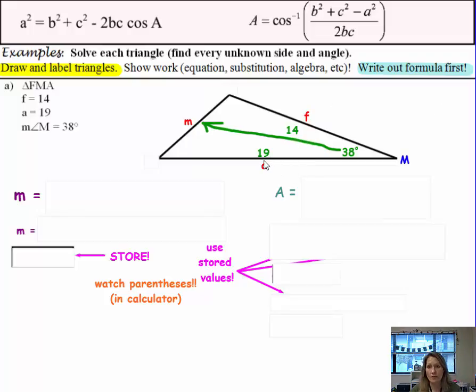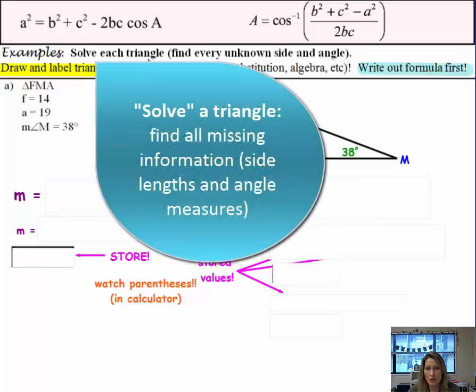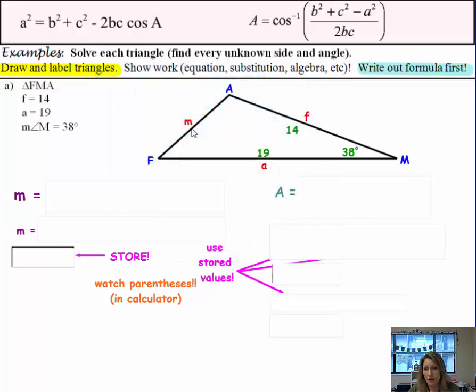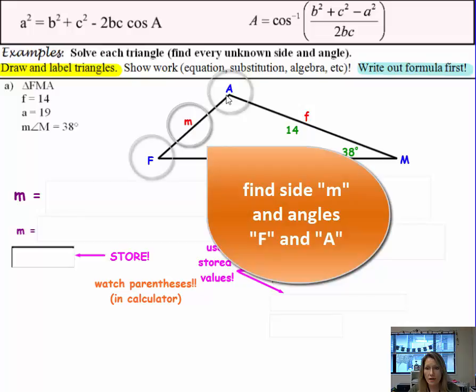The last thing that we need to label, and these are the minimum requirements in terms of what you're labeling on your initial diagram, is the names of the other two angles. Here's side A, so the angle opposite is going to be angle A. Here's side F, the angle opposite will be angle F. So we've now set up our diagram, and what we're being asked to do is solve the triangle. When it says solve the triangle, that means find everything that you don't know. So we need to find the length of M, and we need to find angles A and F.